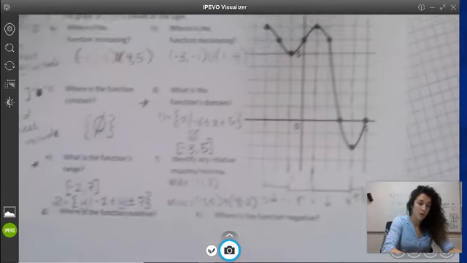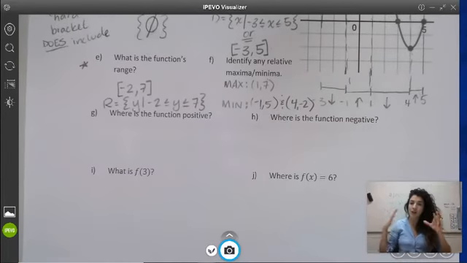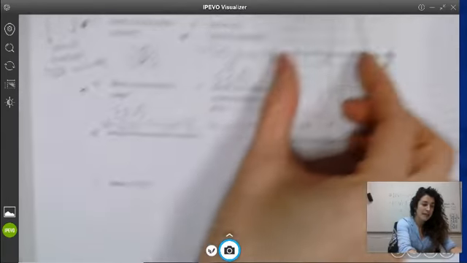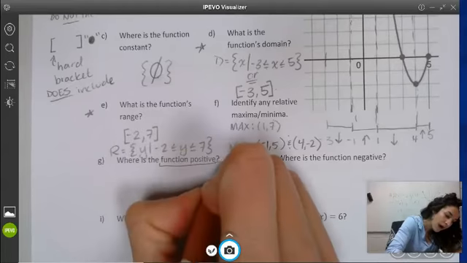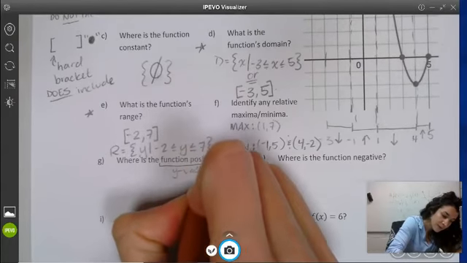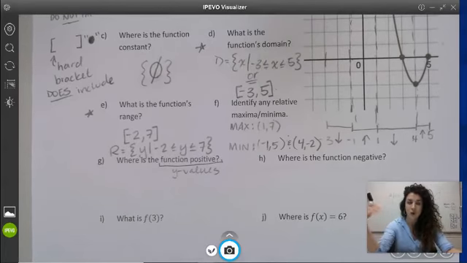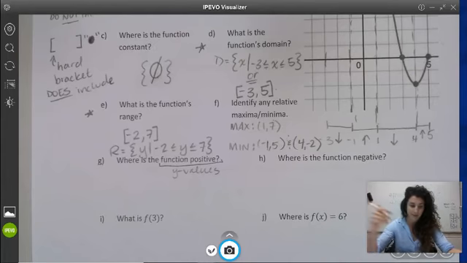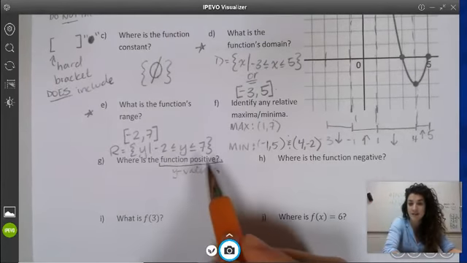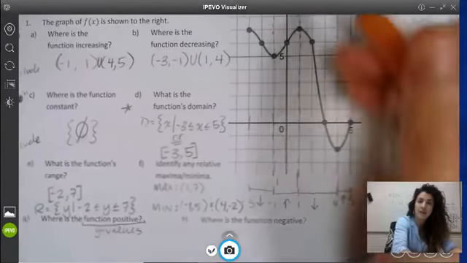Okay, let's move on. Where is the function positive? The function being positive occurs at certain intervals, so we're going to give this answer as an interval. Here, positive means the y values. The function f of x is y. So when they ask where is the function positive, they're saying, where are the y values positive? And there's a range of values.